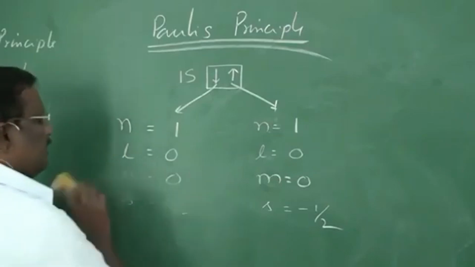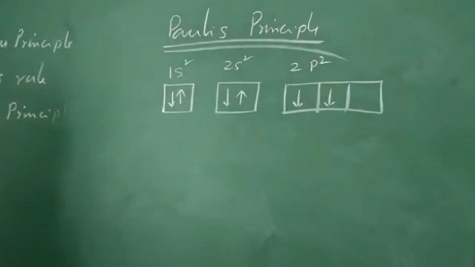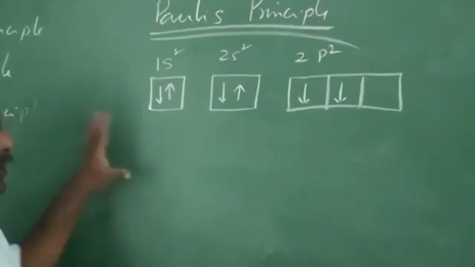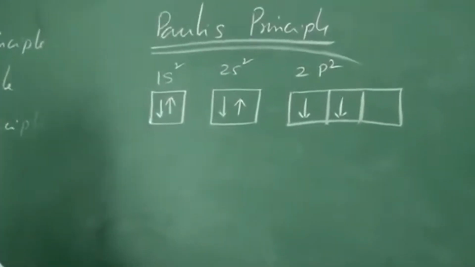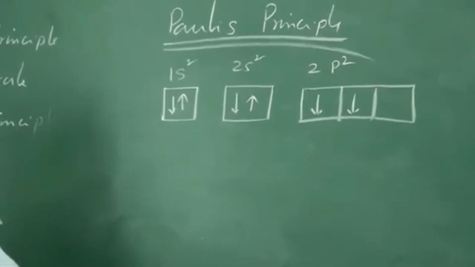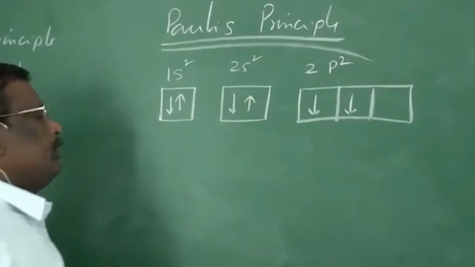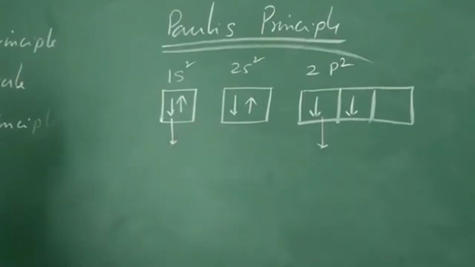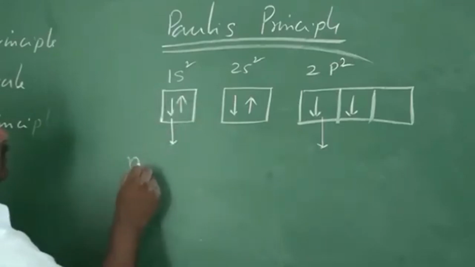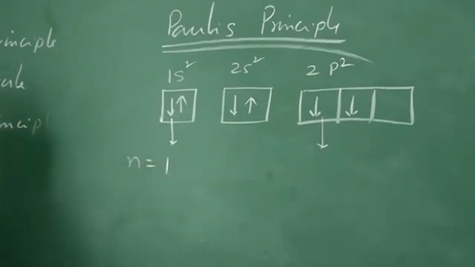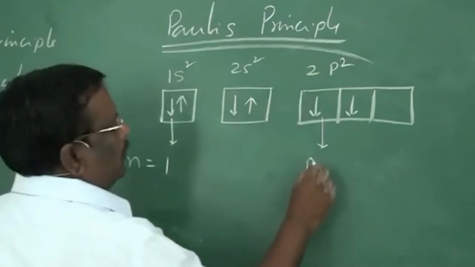Okay, now let us verify another example. This is the electronic configuration of carbon: 1s2, 2s2, 2p2. Now choose any 2 electrons in this atom and let us write down the 4 quantum values. Let us take this one and this one. Let us compare these 2 electrons. Now let us write the n value. For this electron, n is equal to 1. For this electron, n is equal to 2 because it is 2p.